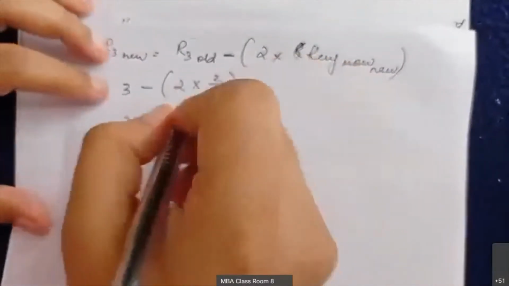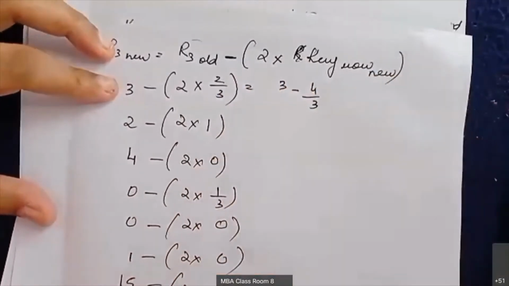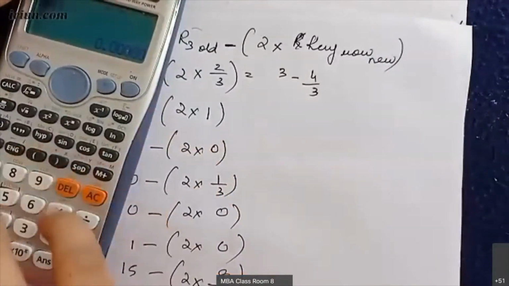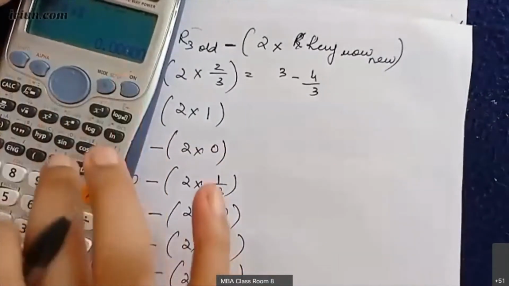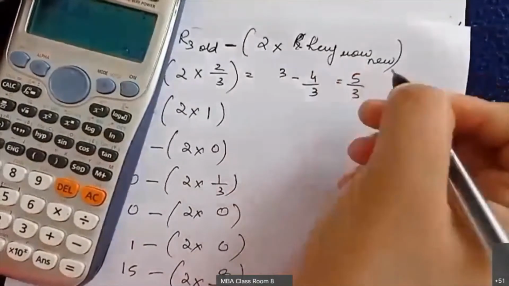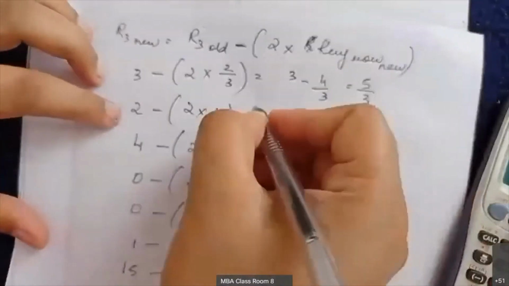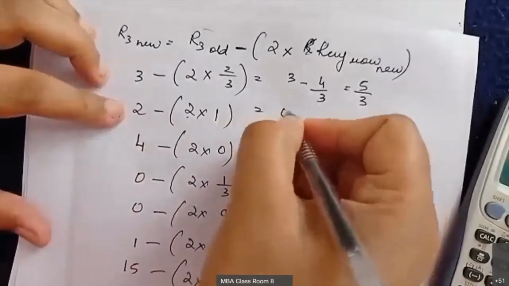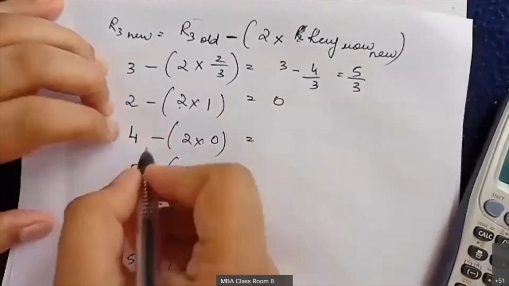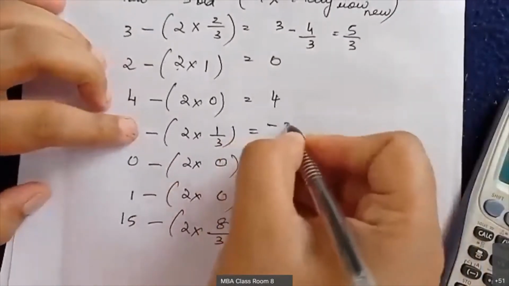This is equal to 3 minus 4 by 3. You don't have to check the LCM. Go to your calculator. It is 3 minus, put a bracket, 4 divided by 3, which is equal to 5 divided by 3. I get the answer there. Can you see it? 5 divided by 3. Next one. 2 minus 2, that is 0. Again, 4 minus 2 into 0. 2 into 0 is 0. So 4 minus 0, it is 4. Again, 0 minus 2 by 3. That is minus 2 by 3.